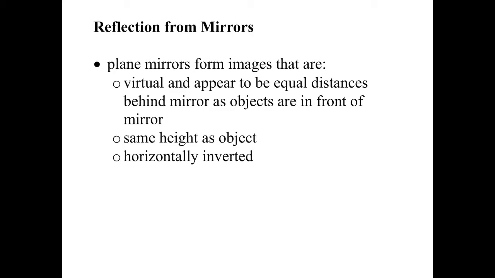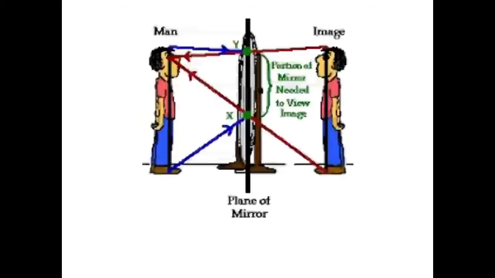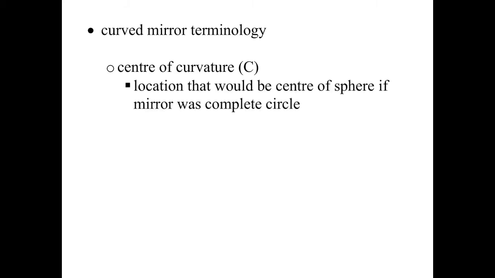And then it appears to be basically the same distance behind the mirror as you are in front of the mirror. Okay? So, of course, this is what's happening when you're standing in front of a mirror. It looks like the exact same thing as you is behind the mirror, except it's horizontally flipped. But when we curve that mirror, things start to get kind of weird. As you saw in the spoon, if it's curved, then something's going to change in your reflection. So let's go over a little bit of terminology for curved mirrors.